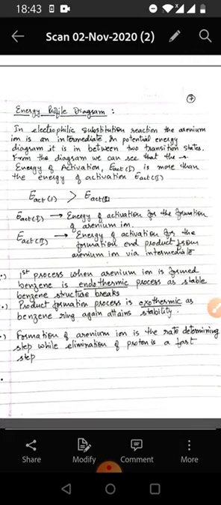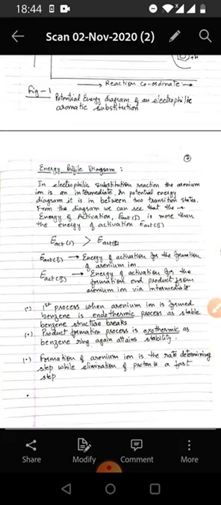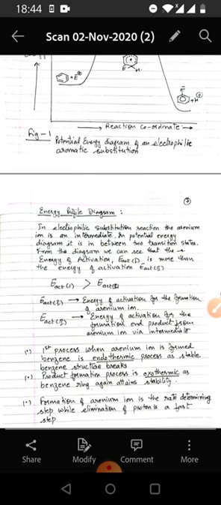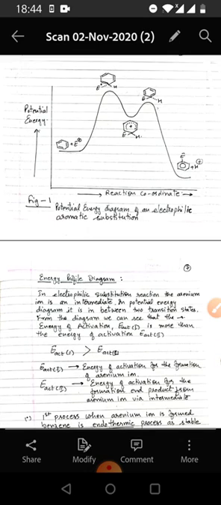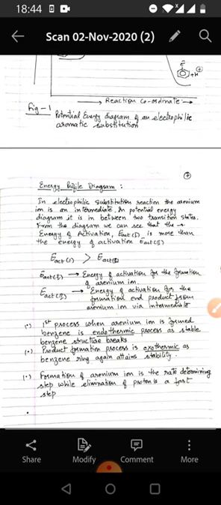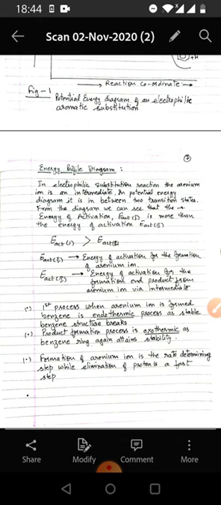Now we come to the energy profile diagram. In electrophilic substitution reaction, the arenium ion is an intermediate. In potential energy diagram, it is in between 2 transition states. From the diagram we can see that the activation energy of the first is more than the activation energy of the second. So activation energy 1 is greater than activation energy 2, and the activation energy 1 is the energy of activation for the formation of arenium ion, and activation energy 2 is the energy of activation for the formation of product from arenium ion via intermediate.